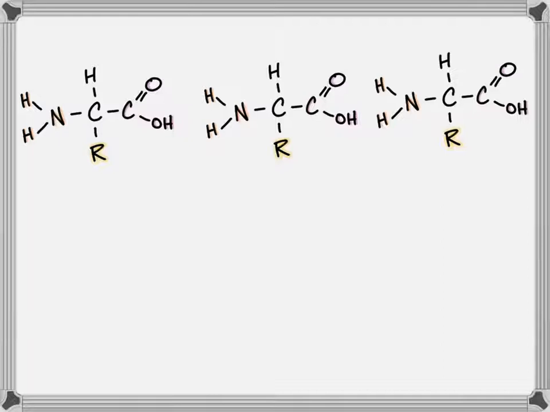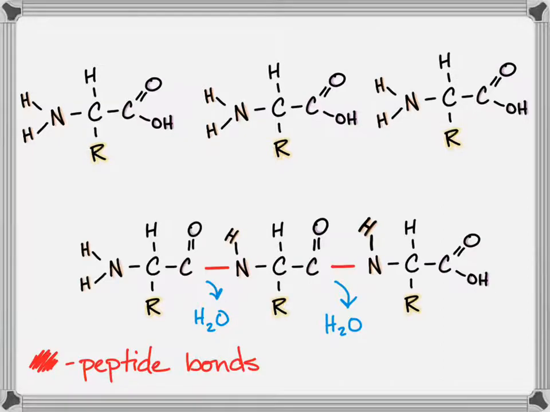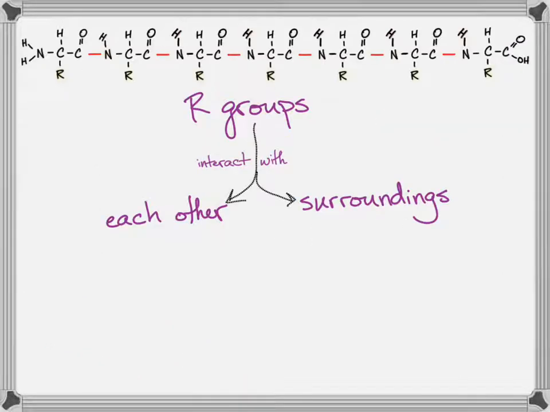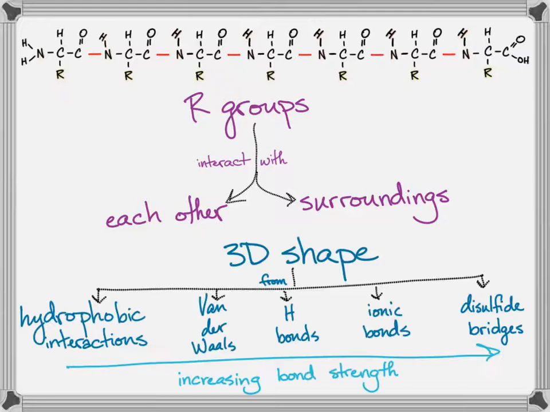Peptide bonds form between amino and carboxyl groups, leaving the R groups to interact with each other and their surroundings. From weak to strong, the interactions holding proteins in a 3D shape are hydrophobic interactions, van der Waals forces, H-bonds or hydrogen bonds, ionic bonds, and disulfide bridges, which form between the cysteines in the R groups of cysteine amino acids. Of those, only H-bonds and covalent bonds are really stable in water. The rest of the interactions happen inside the protein.